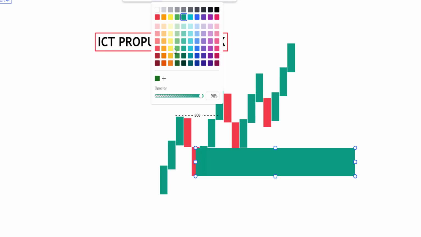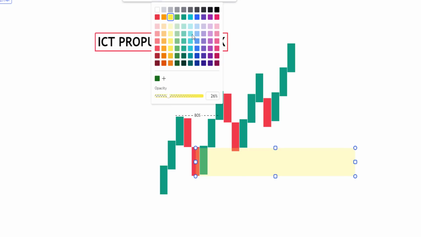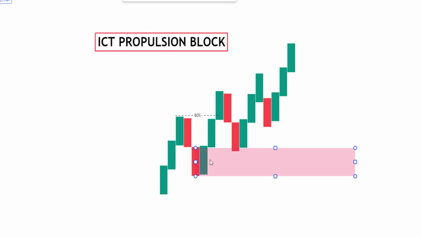Let me make it more clear so you can see what I'm saying. So we have this bullish order block right there. Okay, so if you are trading with order blocks, you expect price to come back and touch this. Okay, so a propulsion block is basically the last sell candle that traded into this particular order block. So this particular red candle you're seeing my cursor on is serving as your propulsion block.